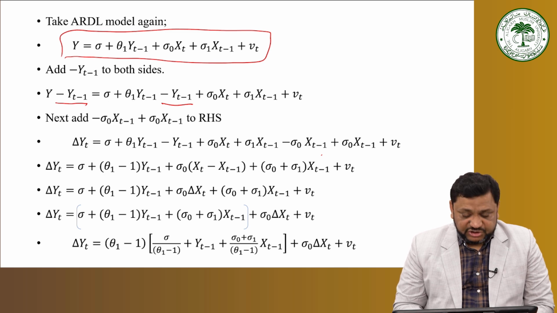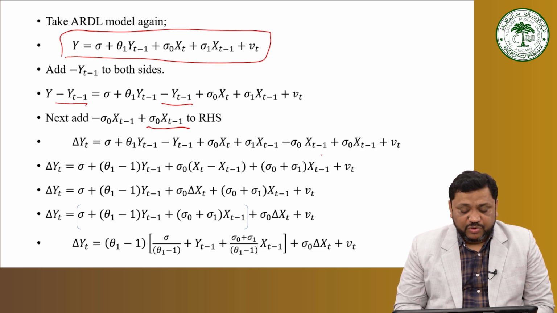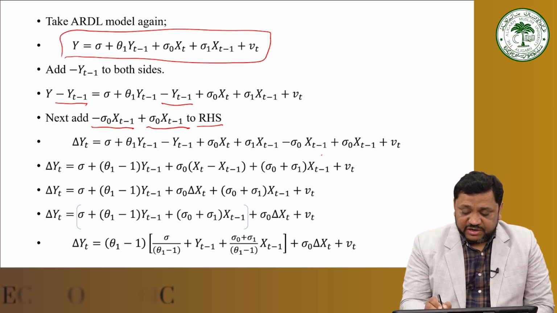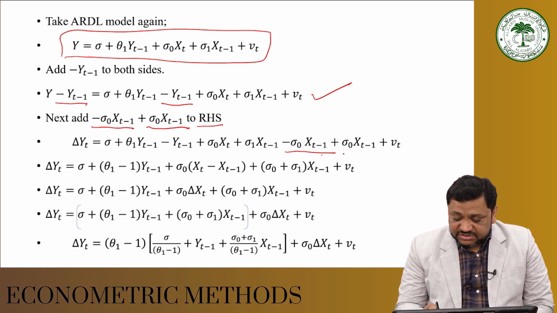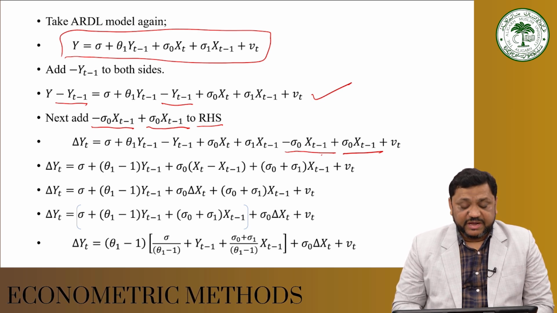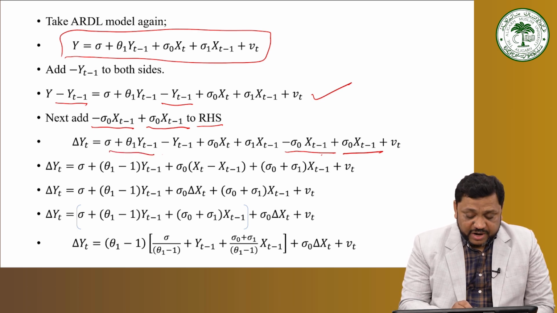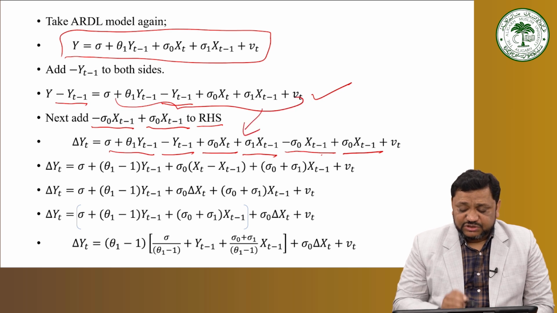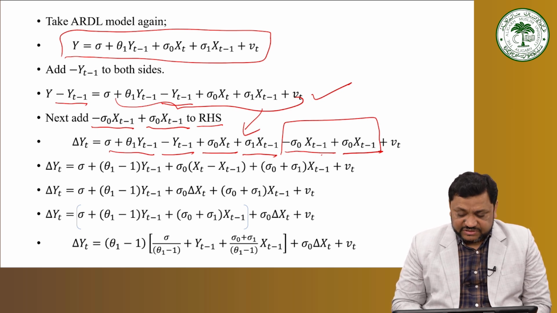We do another algebraic manipulation, that is we add a term sigma naught x_(t-1) and also deduct the same term. So in this equation we incorporate minus sigma naught x_(t-1) with a minus sign and sigma naught x_(t-1) with a plus sign. So our final equation becomes delta y_t is equal to sigma plus theta 1 y_(t-1) minus y_(t-1) plus sigma naught x_t plus sigma 1 x_(t-1). These terms are what we had just before, and we add these two terms, one time with a minus sign and next time with a positive sign.